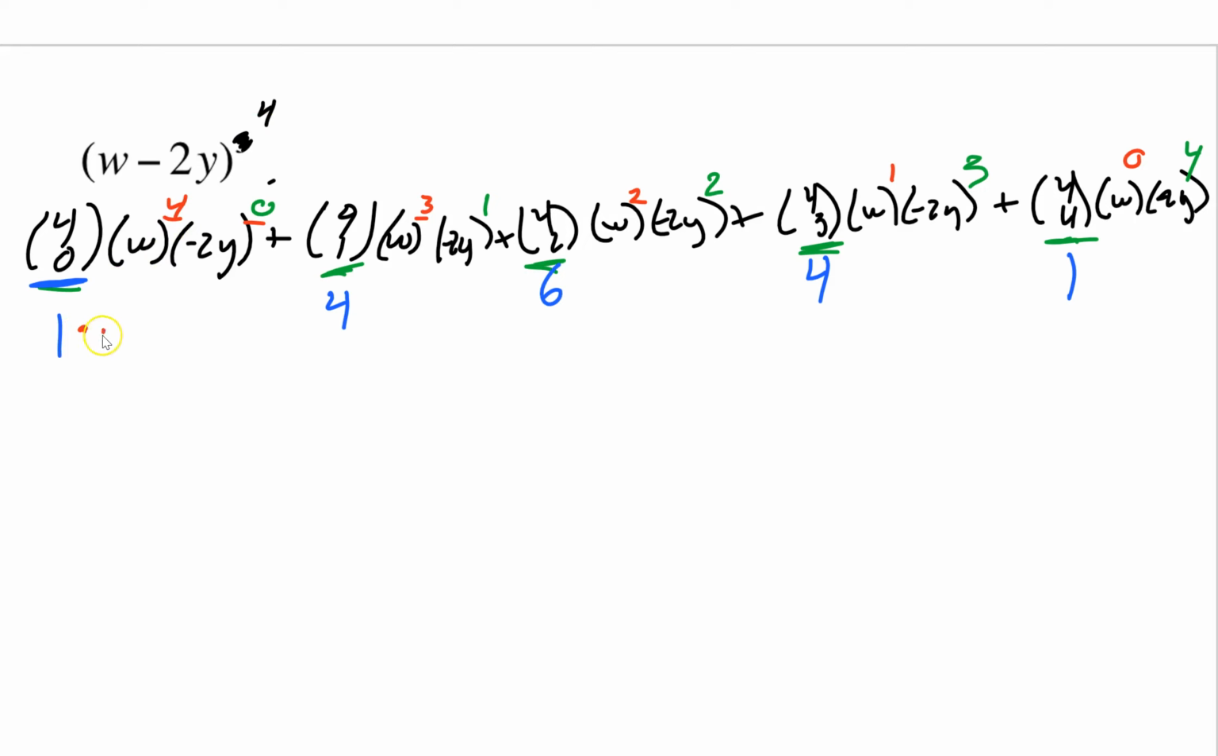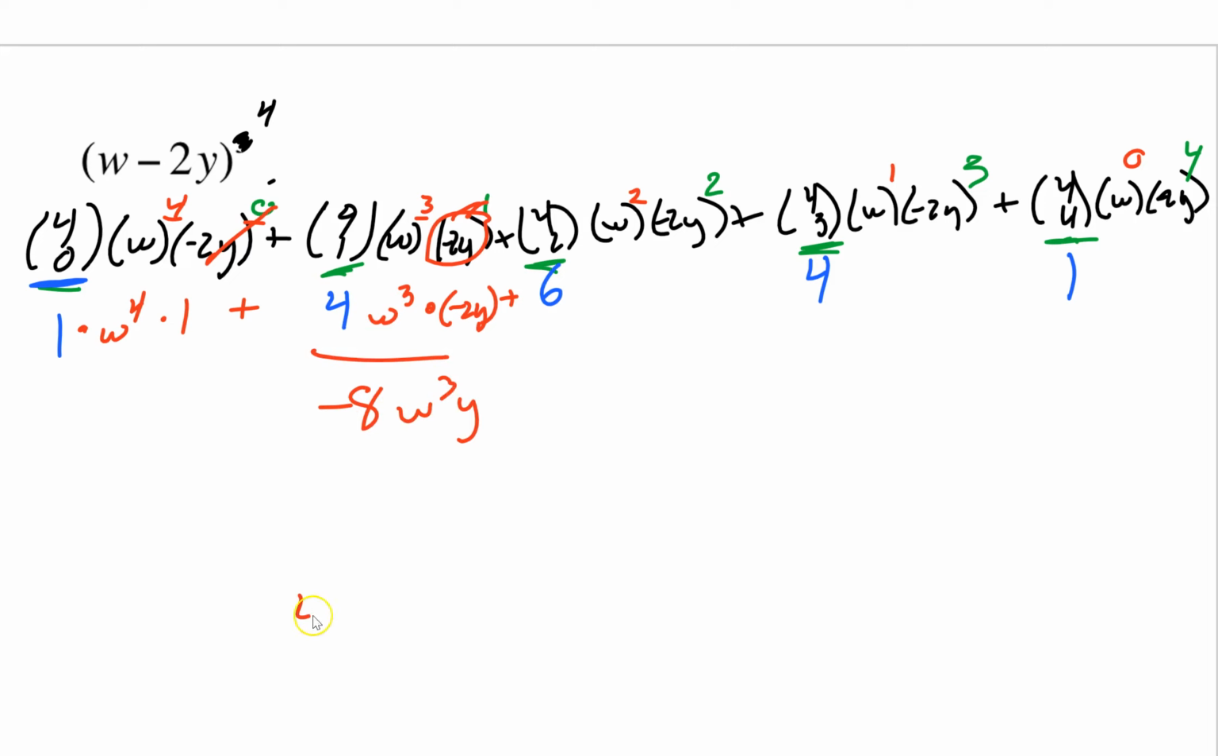W to the 4th is W to the 4th. Anything to the 0 power is automatically 1. W to the 3rd is W cubed. Negative 2y to the first power. Now keep in mind, this is all of it. That 1 goes to both of them. A lot of people mess that up. It's still a negative 2y. A lot of people mess this up also, guys. These are being multiplied. So I should get negative 8w cubed y.